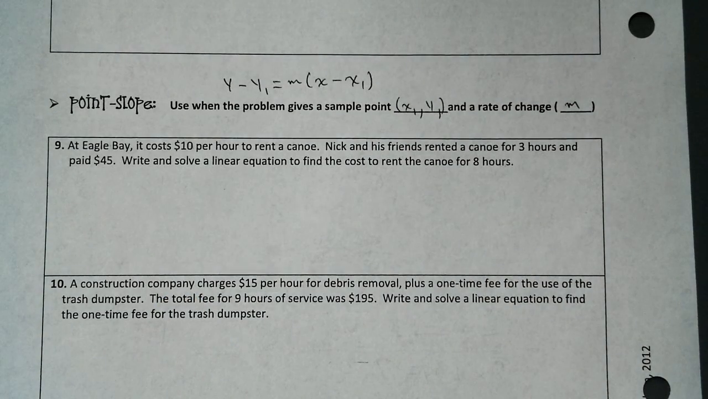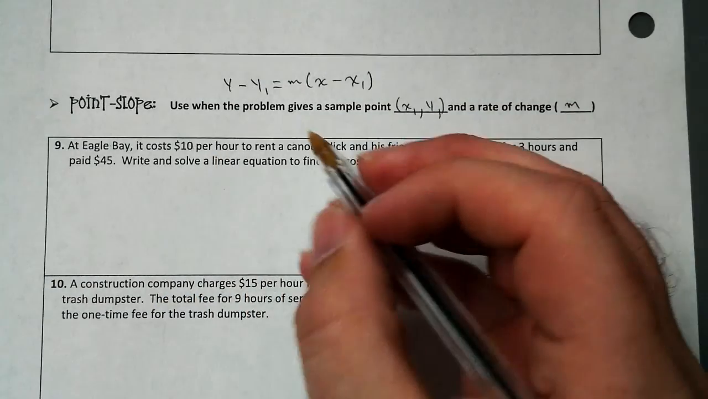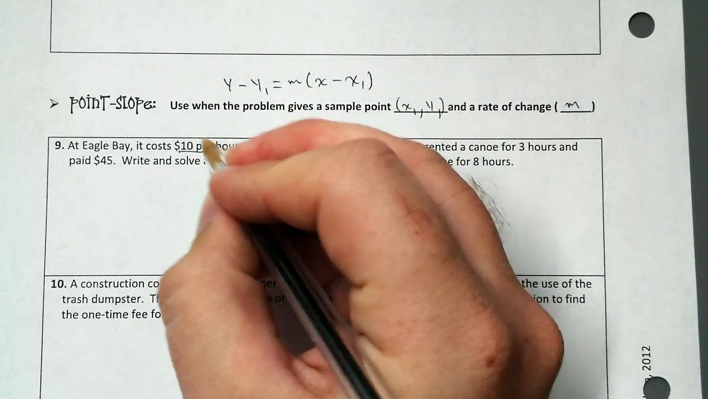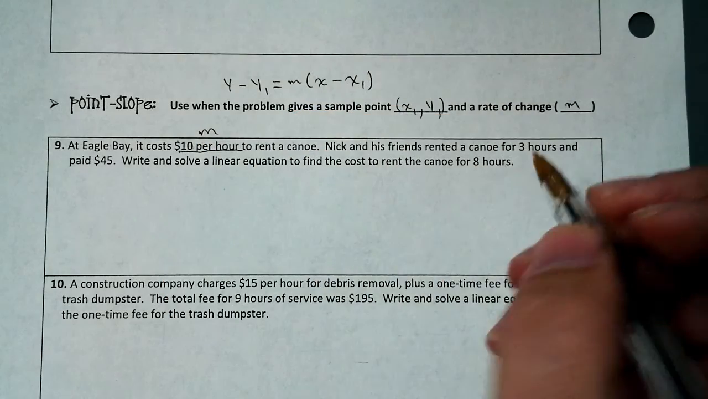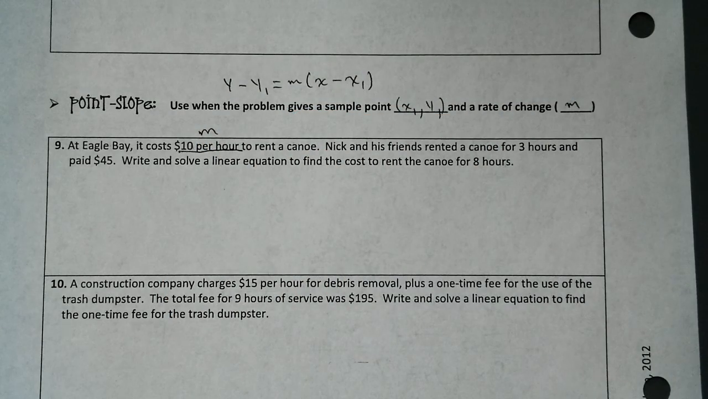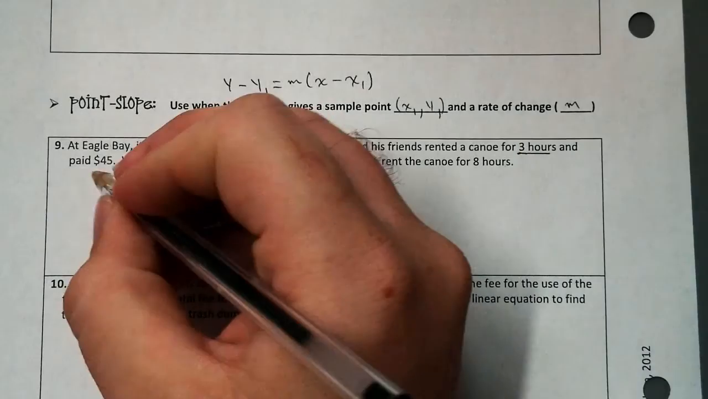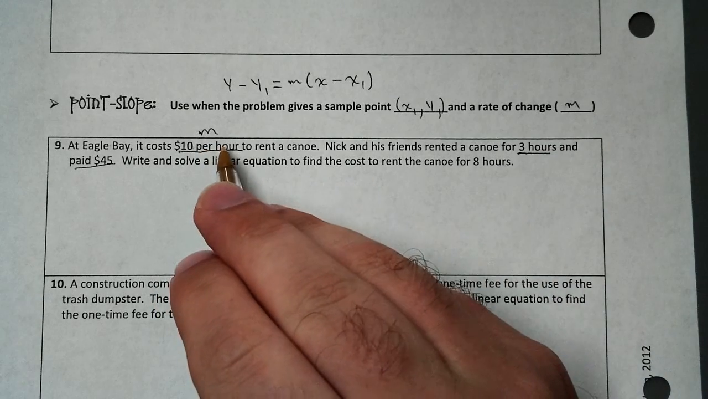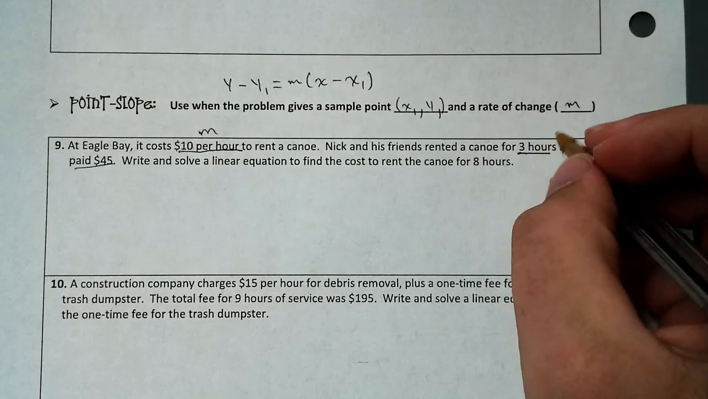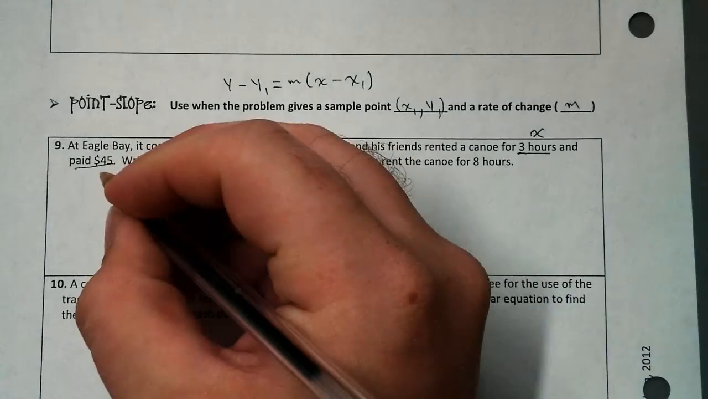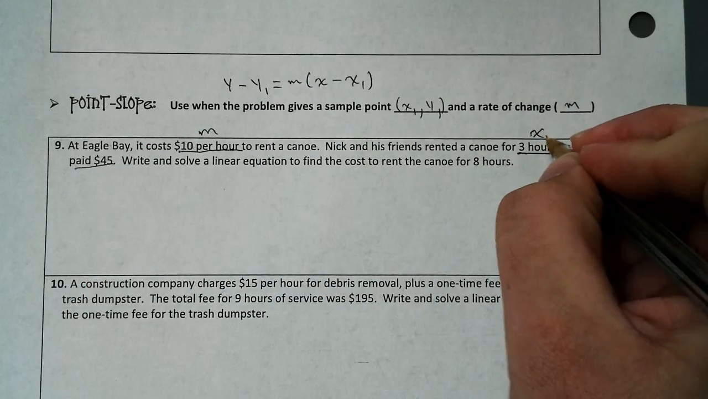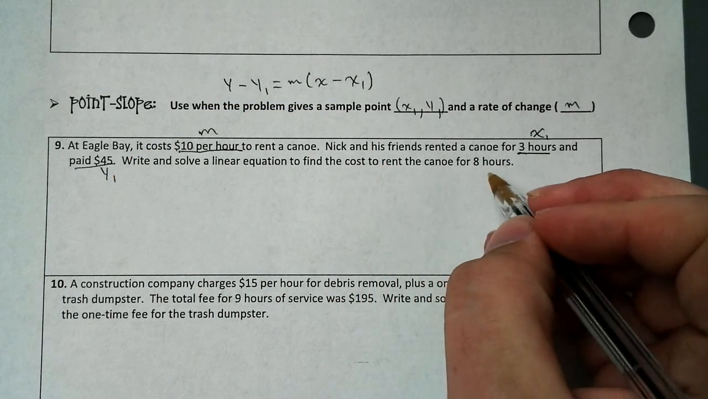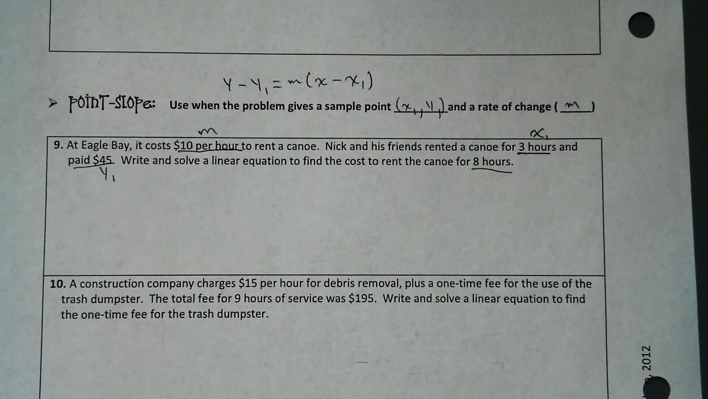So let's look at problem number 9. It says, at Eagle Bay, it costs $10 per hour. So I know whenever I see per hour, that's going to be my slope. Label it m. Nick and his friends rented a canoe for 3 hours and paid $45. So since this says per hour, remember the m is always touching the x, so this 3 hours is my x, and our x1, and the 45 will be our y1. It says write and solve a linear equation, find the cost of rent for 8 hours.